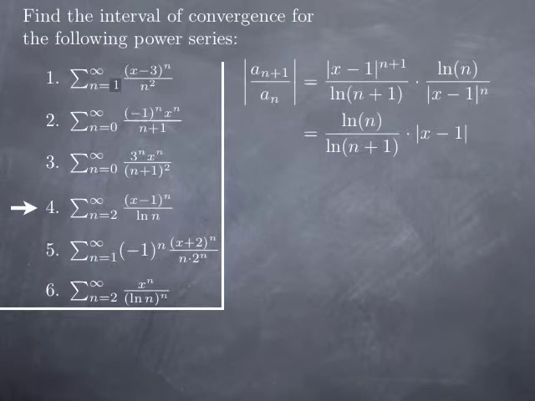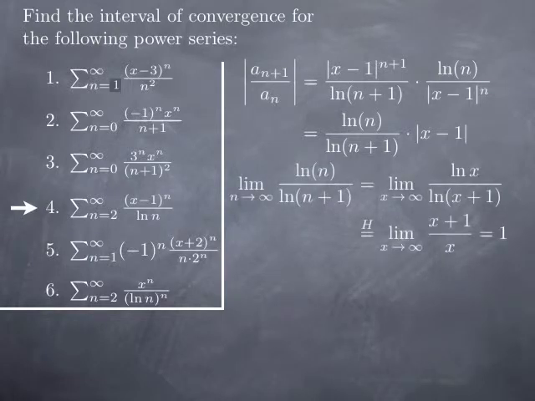So what we want to know about this ratio is its limit as n goes to infinity. And to know that, we need to know the limit of natural log of n divided by natural log of n plus 1. Both top and bottom go to infinity, but we can look at the limit as x goes to infinity and use the rule of de L'Hopital. The derivative of ln of x is 1 over x, the derivative of ln of x plus 1 is 1 over x plus 1. So we end up with a limit of x plus 1 over x, which is 1.